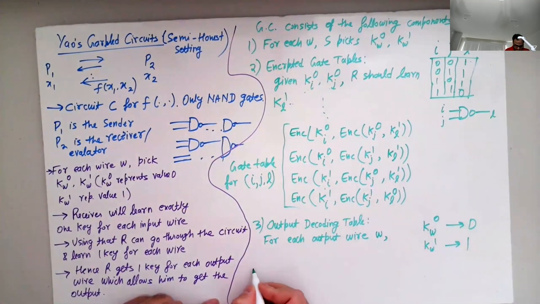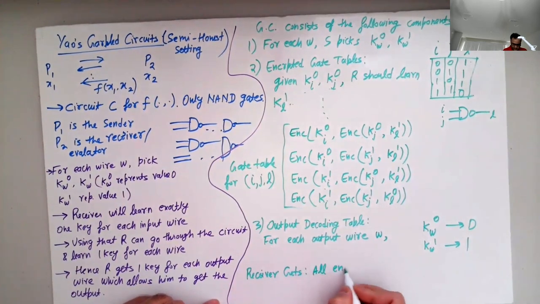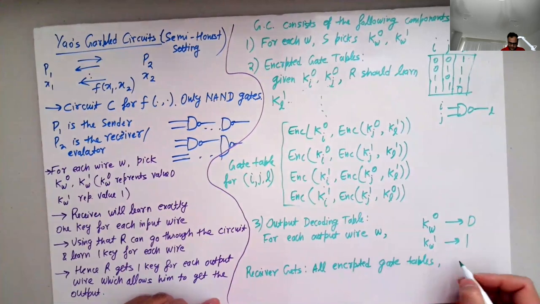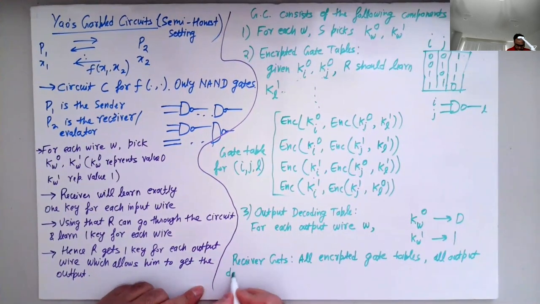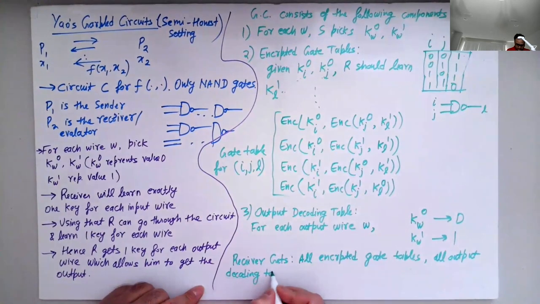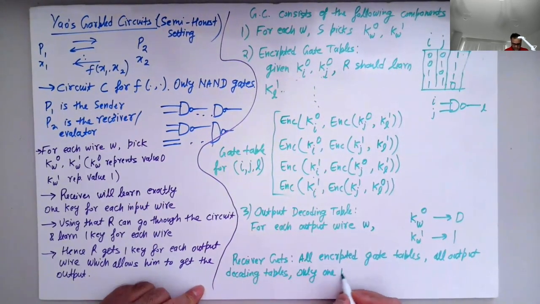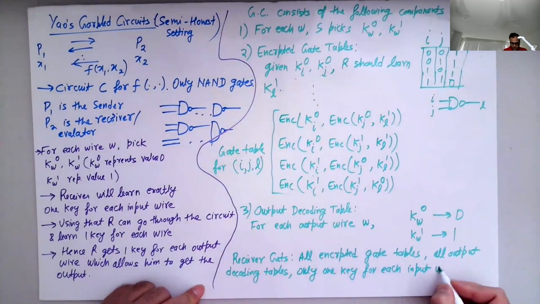And what does the garbled circuit, or what does the receiver get? All encrypted gate tables, all output decoding tables, and only one key for each input wire.